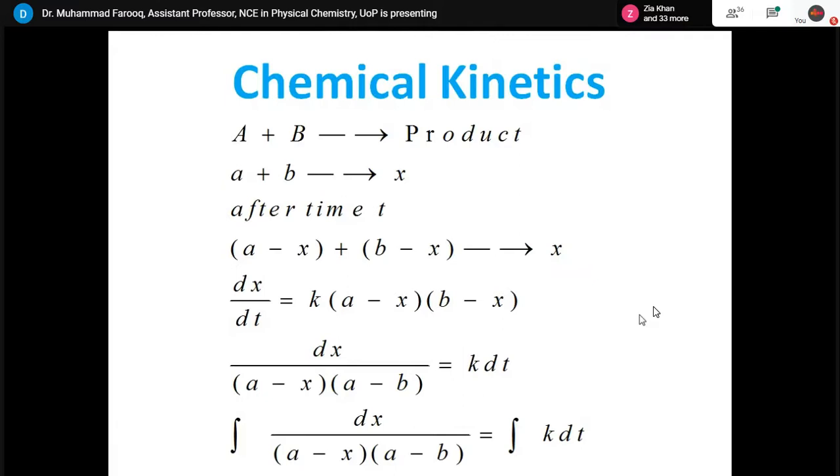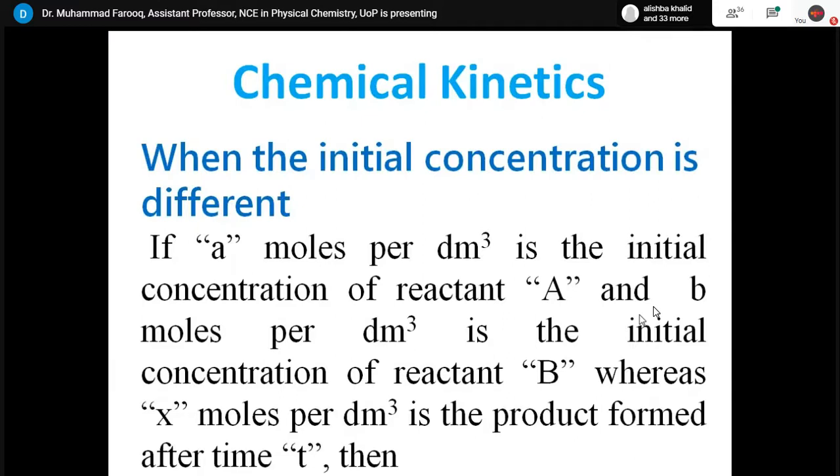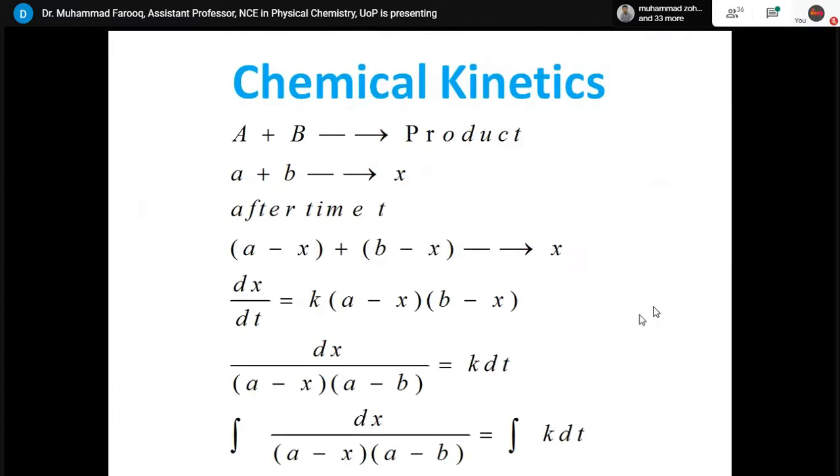You can see A and B, A moles per dm3. If A is the initial concentration of reactant A, and B moles per dm3 is the initial concentration of reactant B, and X is the product formed, then when time is 0, automatically A will be the initial concentration, B will be the initial concentration, and X will be 0. After time t, the remaining concentration of A will be A minus X, and B minus X will be the remaining concentration of B, if X is the product formed after time t.